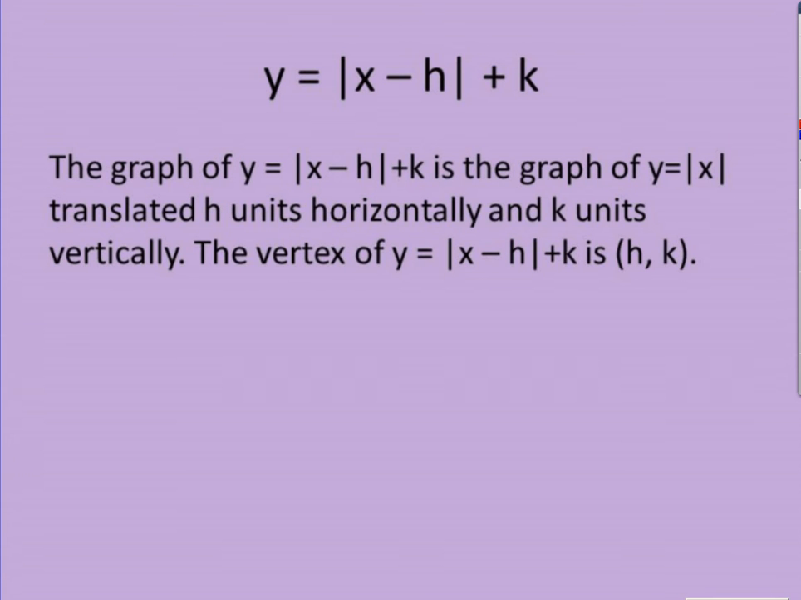So the general form of the equation is going to be y is equal to the absolute value of x minus h, plus k, where h and k is the vertex of your absolute value function. When you pull the h out of the absolute value sign, you will change the sign. So if it's x minus h plus k, our vertex will be at h and k.